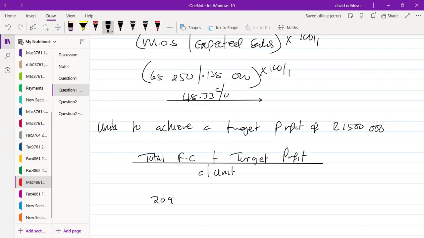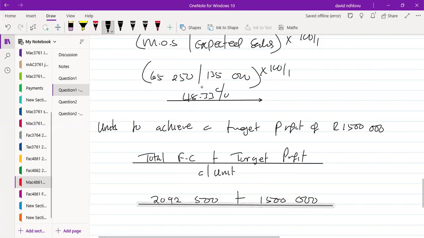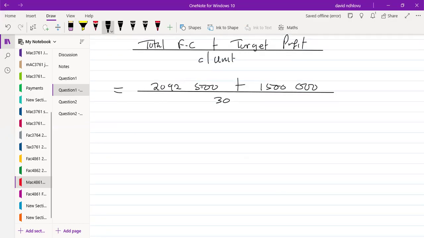So we say 2,092,500, which is our given quantity of fixed costs, plus 1.5 million, all of that then divided by contribution per unit, which is 30 rand. Then we'll be able to get our figure there. So if we say 2,092,500 plus 1.5 million, all of that divided by 30, then you are going to get 119,750 units.